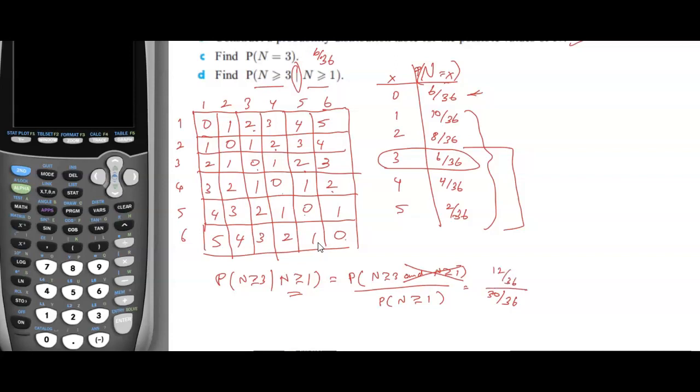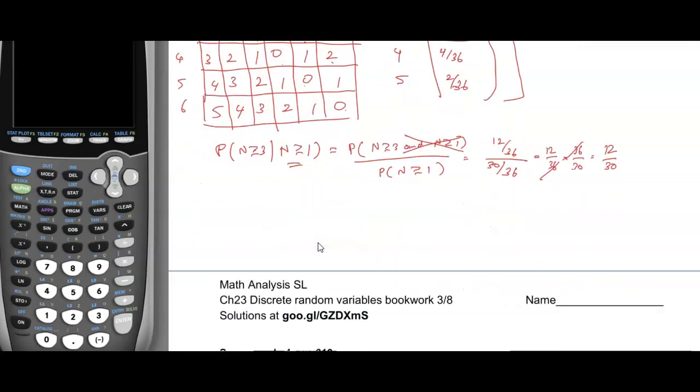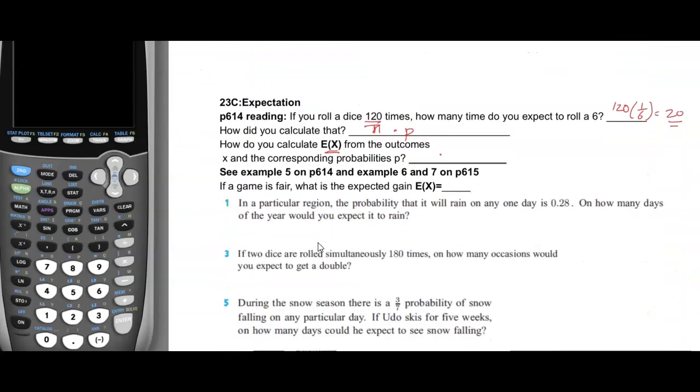12 divided by 36 divided by 30 divided by 36. I know this is like the hardest part of the problem. Dividing by a fraction is the same as multiplying by its reciprocal. Canceled. 12 over 30 is the answer. Okay, that was the first two problems.